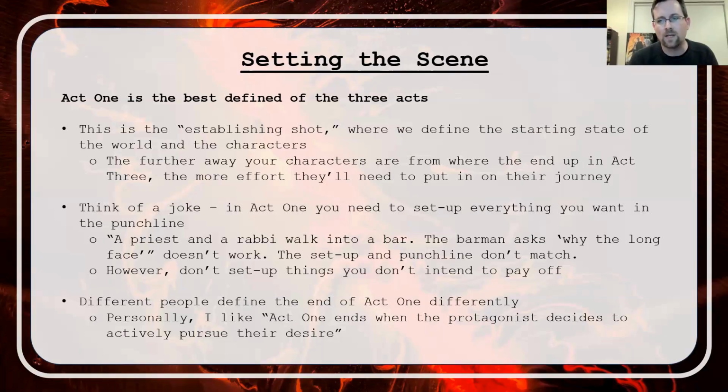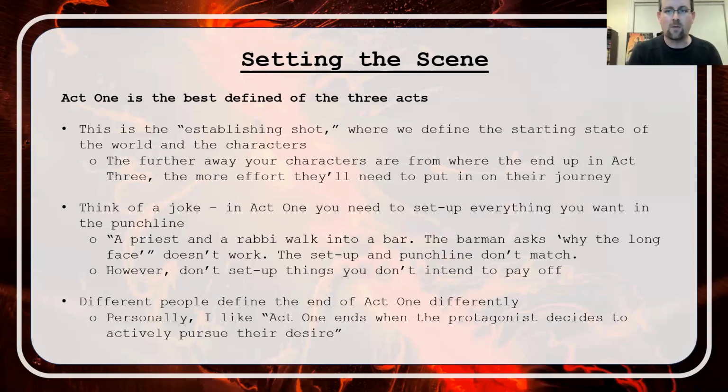Another way to think of Act 1 is to think of the setup to a joke. If Act 3 is your punchline, then everything in Act 1 has to be working to set that up. For example, a priest and a rabbi walked into a bar. The barman asks why the long face does not work. The setup and the punchline don't match. And it's not just because the punchline isn't set up. It also doesn't work because the intro sets up a certain set of expectations, which then aren't fulfilled.